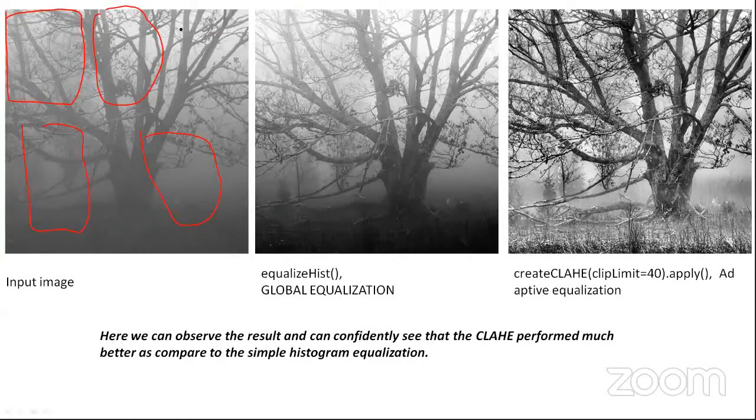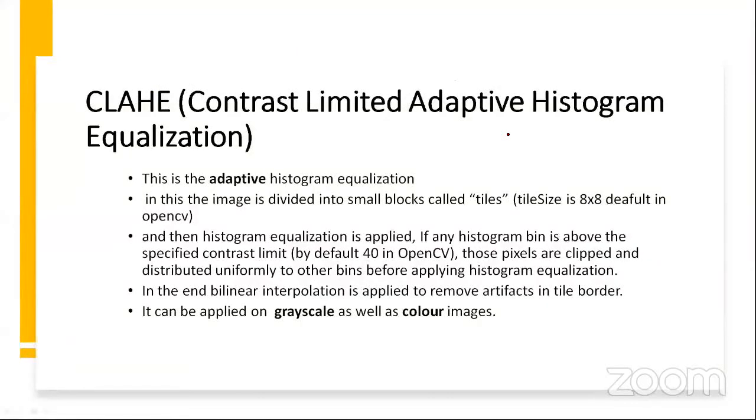So this is basically an adaptive technique. The result looks far better than the global equalization, you can see, because since it's adaptive, the time complexity of it will be greater as compared to global histogram equalization, but it will give you a better result. And it can be applied on grayscale as well as color images.